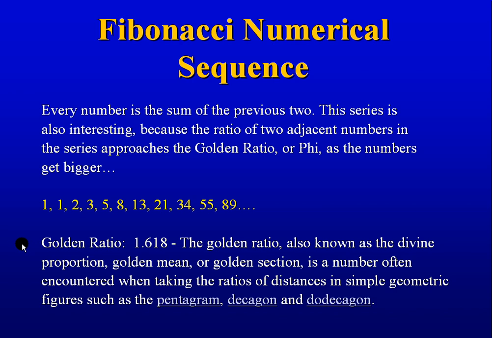The golden ratio is also a Fibonacci number, also known as the divine proportion or the golden mean or golden section. And it's a number often encountered when taking the ratios of different distances in simple geometric figures such as the pentagram, decagon, and dodecagon. But again, you can do that homework on your own in your spare time. Here we're going to remain focused on trading.